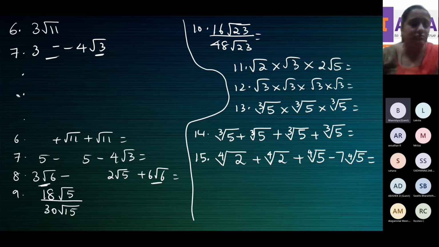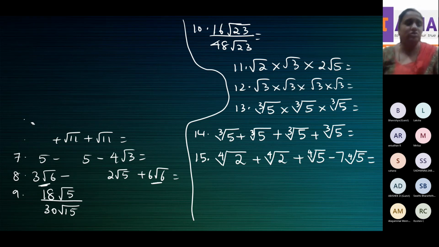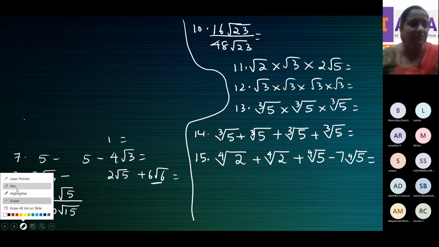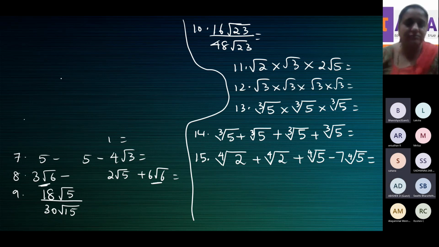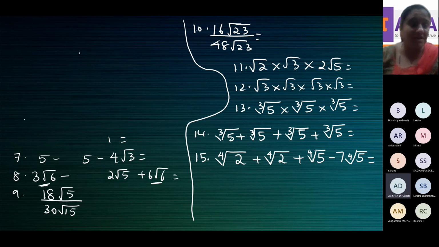Ma'am, 6 by 10 root 3. Yeah, looks kind of correct. But 6 by 10 could be simplified further, right? 3 by 5 root 3, ma'am. Not bad, yes. So see, children, this is like this.